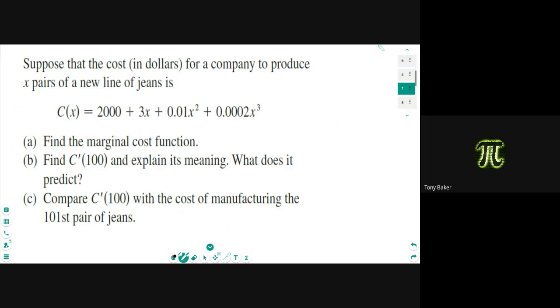And this problem they gave me, they said the cost for a company to produce a new line of jeans is this: 2000 plus 3x plus 0.01x squared plus 0.0002x to the third. Find the marginal cost function. Okay, we'll make this one simple. What do you think that is? That's the derivative. Good. So marginal means how much more the next pair of jeans is going to cost you. So that will tell me how much I'm going to have to pay to produce one more pair of jeans at that value. All right, so find my derivative.